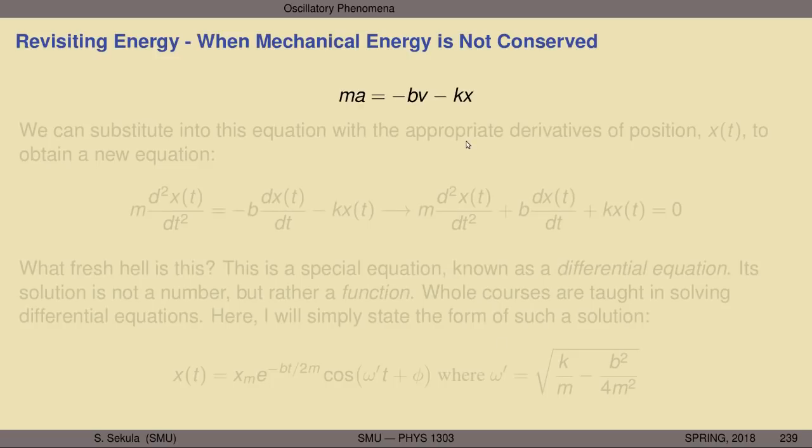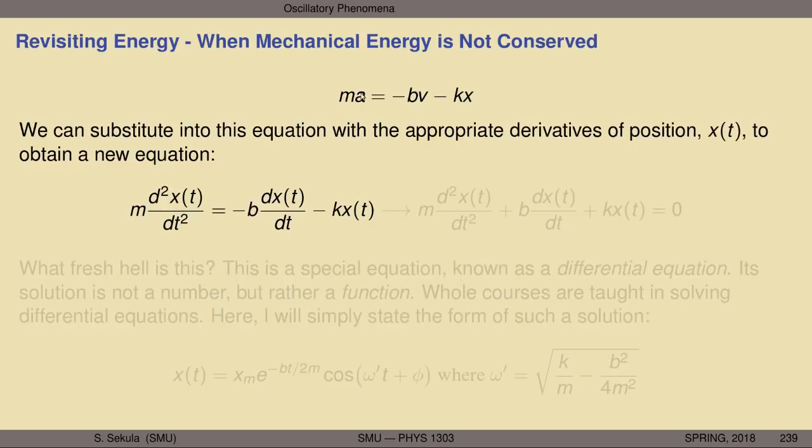Well, we can now substitute into this equation with the appropriate derivatives of position, x, and we can obtain a new equation. So let's do that. We have mass times acceleration. That's mass times the second derivative of position with respect to time. We have velocity over here. Well, that's the first derivative of position with respect to time. And then we just have position. So we can just write position with respect to time here. Let's group terms all on one side of the equation and get zero on the other. So we have mass times the second derivative of position, plus the damping constant times the first derivative with respect to time of position, plus the spring constant times position itself equals zero.